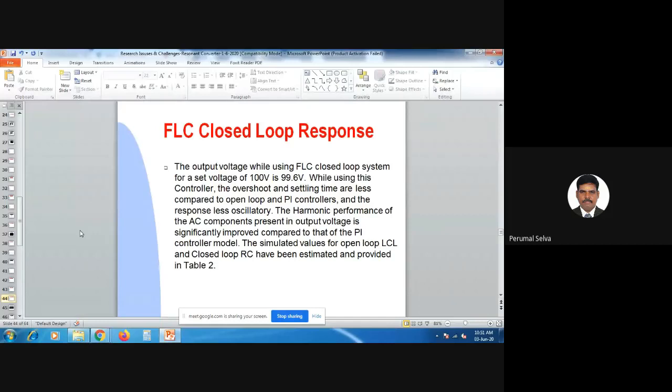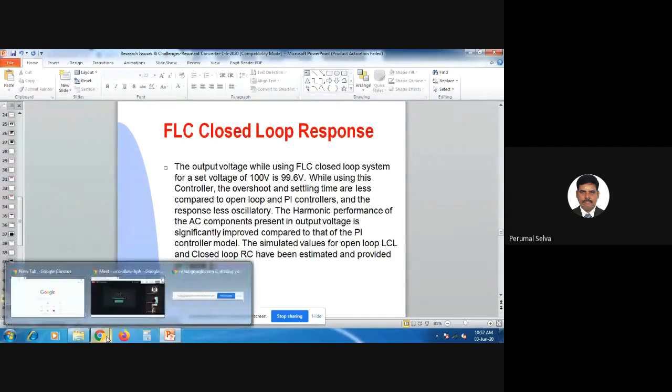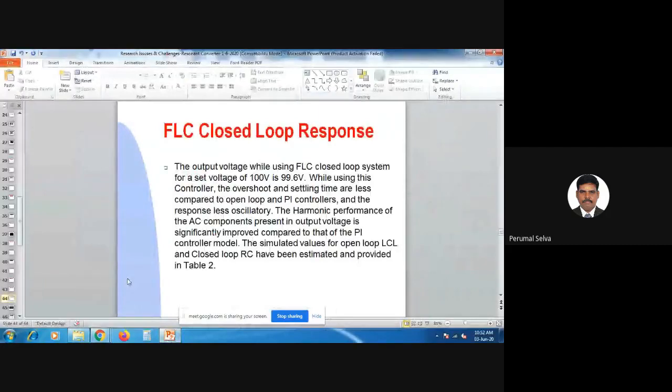In the PI closed loop response, for the same reference set point voltage, the output voltage observed was 99.2 volt using a PI controller. The overshoot and the settling time are less compared to the open loop, and the response is less oscillatory. The slight drop in the resonance characteristics is due to the increase in conduction losses in the bridge inverter and resonance network. So that's why we go for an FLC based resonant converter.